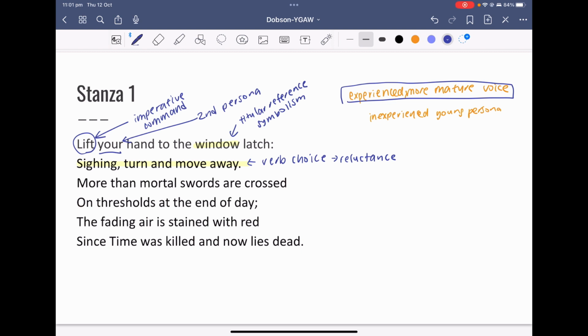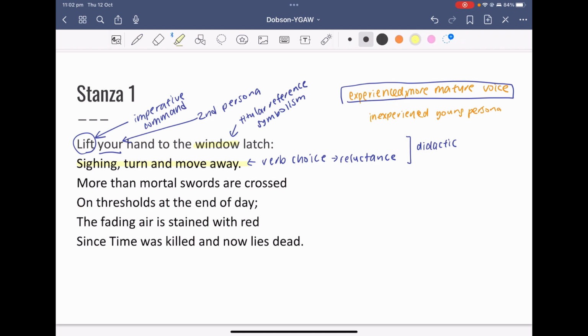Now, by looking at this though, I think what's important is we also need to consider the fact that this poem seems quite didactic. So we have an experienced voice who has already experienced what the persona is currently experiencing, and it almost seems like the experienced and more mature voice is serving an educational purpose, providing education to this inexperienced young persona.